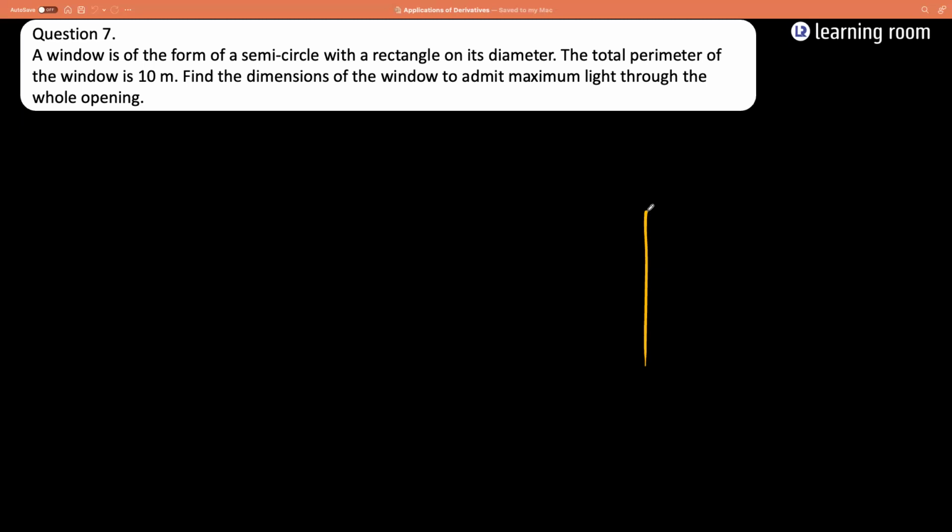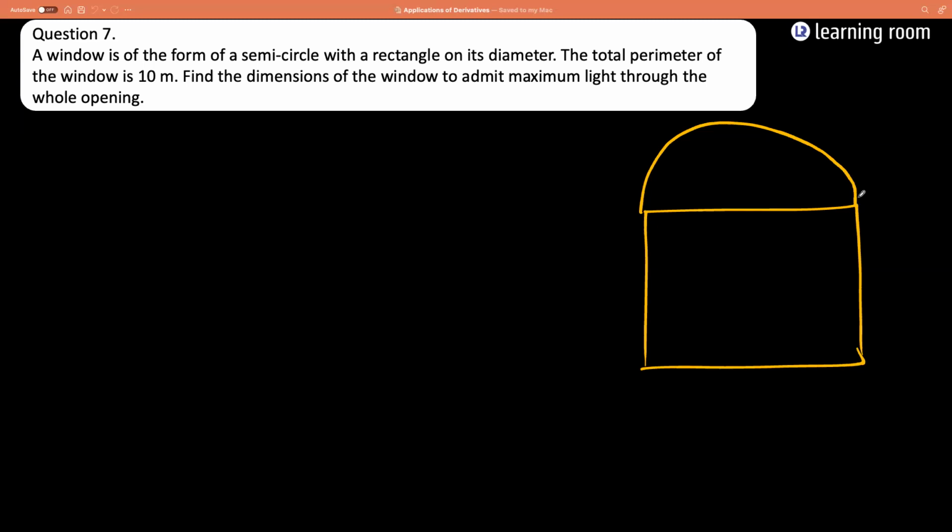So if you look at it, we have a rectangular window on top of which we have a semicircular arc like this. A window is of the form of a semicircle with a rectangle on its diameter. Okay. The total perimeter of the window. So what is going to be the perimeter of the window?